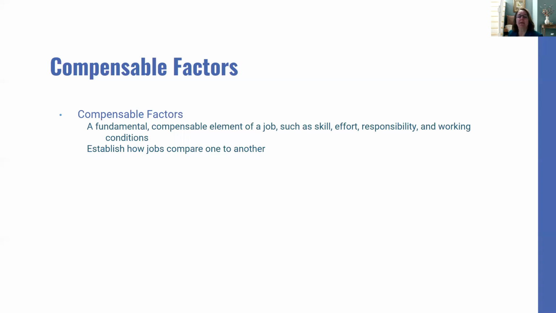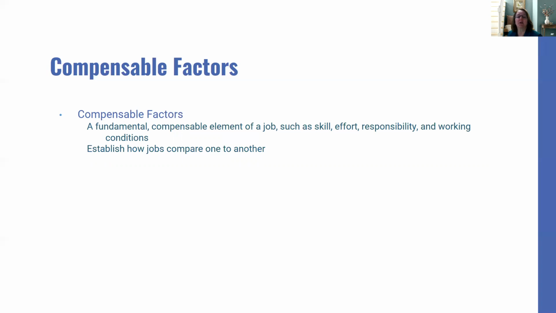So you can use two basic approaches to compare the worth of several jobs. First, you might decide that one job is more important than another and not dig any deeper. As an alternative, you could compare the jobs by focusing on certain basic factors the jobs have in common.